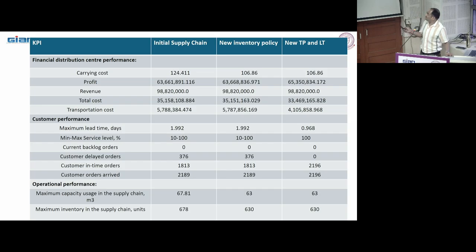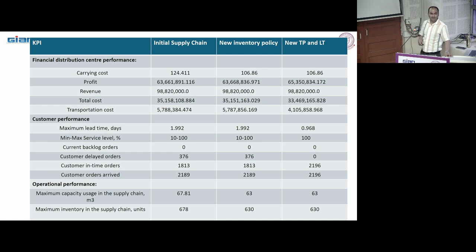Initial supply chain, then new inventory policy, we change the inventory policy minimax level, then new transportation policy, and lead time, they changed the lead time as well. So you can see that in these cases 376 orders were delayed, but here all the delayed orders disappeared. You can see the inventory capacity, revenue, profit is there. Profit, in which case profit is maximum, this one, third one.